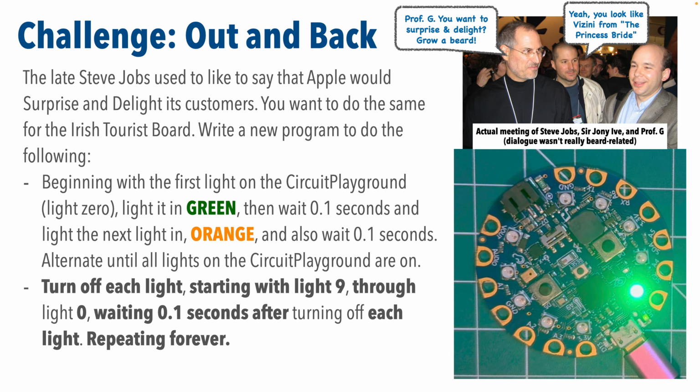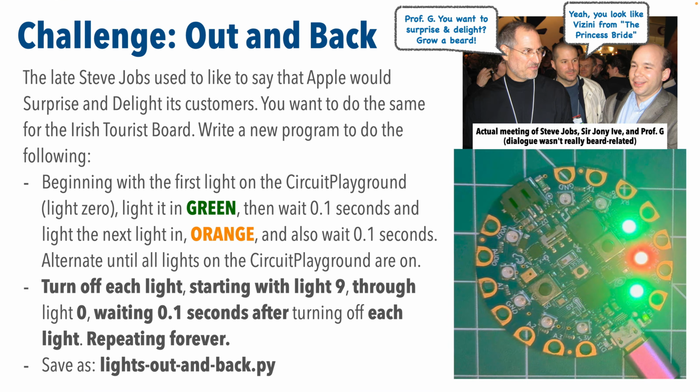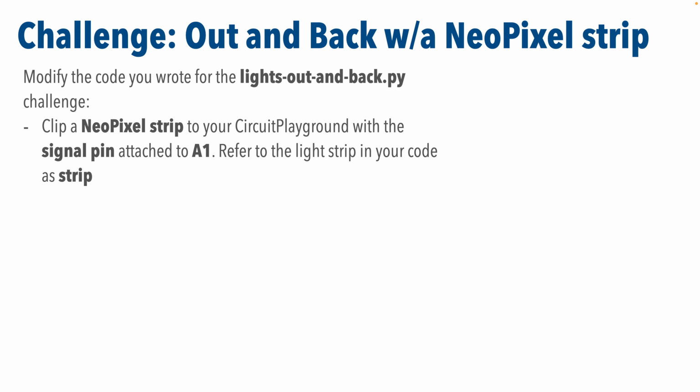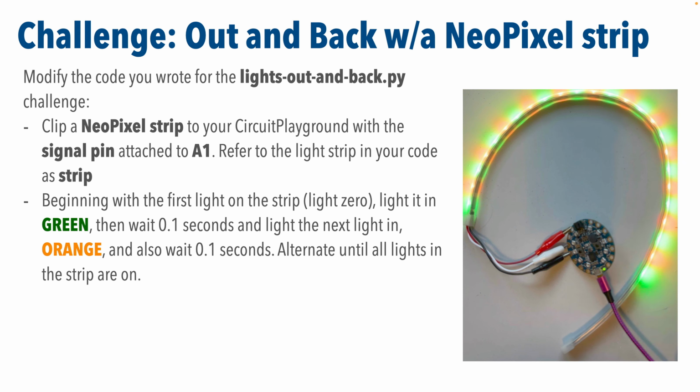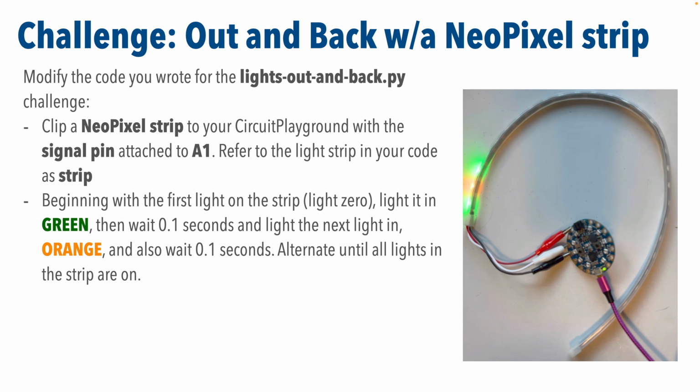And now that you know how to work with NeoPixel strips, let's issue some challenges. So first, modify the code that you wrote for the lights out and back challenge. Remember that guy? Now change it. First, clip a NeoPixel strip to your CircuitPlayground with signal pin attached to A1 and refer to the light strip in your code as strip, just as we've been doing, and then beginning with the first light in the strip, light 0, light it in green, then wait 0.1 seconds, then light the next light in orange, and also wait 0.1 seconds, alternating until all the lights in the light strip are on.